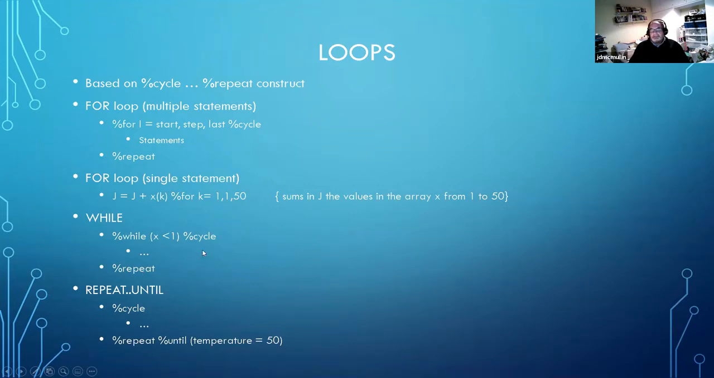For the while statement, again, you've got the while, cycle, repeat. And then you've got a repeat until loop. So it's cycle, code, repeat until, and then the test, and that will give you the exit.